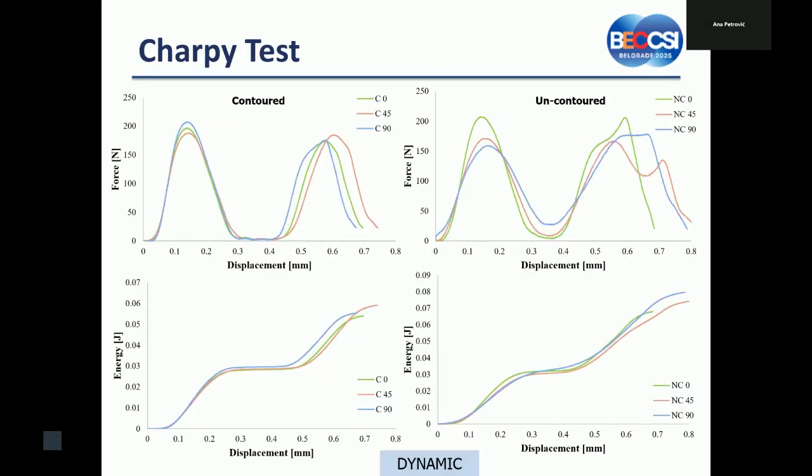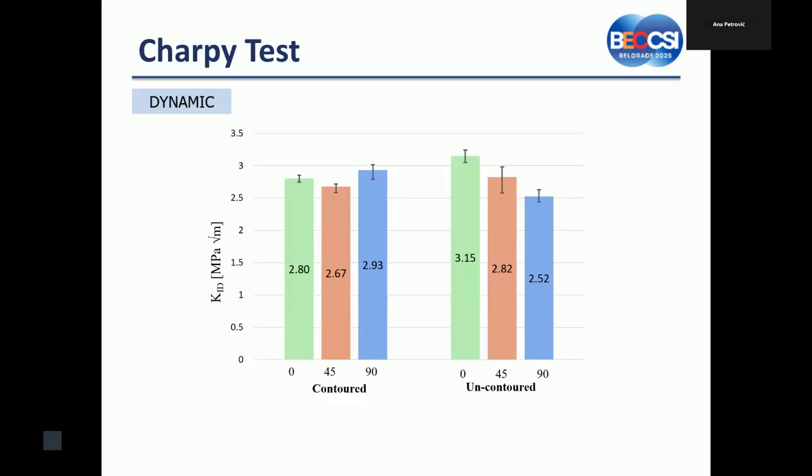For the dynamic test, here are some force-displacement curves. This is an instrumented Charpy, so we can get the load-displacement curve and also the energy versus displacement curve. The fracture toughness in this case, the values are between 2.5 and 3.15 megapascal square meter. Again, it is decreasing with increasing orientation. For the uncontoured specimens here, the maximum values were obtained for 90 degrees orientation.